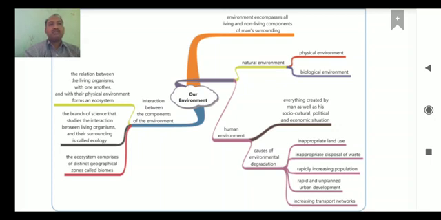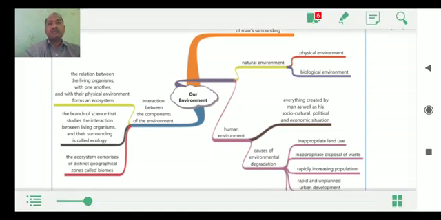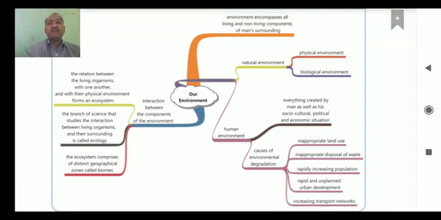And the last point is increasing transport networks. As you know, we use different types of vehicles, and these vehicles always emit harmful gases into the environment. If these harmful gases mix with the environment, definitely it will create many problems for human beings, such as breathing problems, skin problems, and different types of problems. All these things we have already discussed in this chapter.